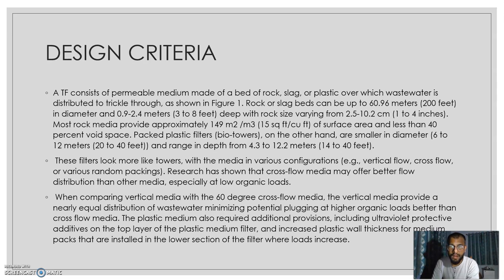Most rock media provide approximately 149 square meters per cubic meter, or 15 square feet per cubic foot, of surface area, and less than 40% void space. Packed plastic filters, on the other hand, are smaller in diameter. It is a very typical design. These filters look more like towers, cylindrical towers with the media in various configurations, for example vertical flow, cross flow, or various random packings.